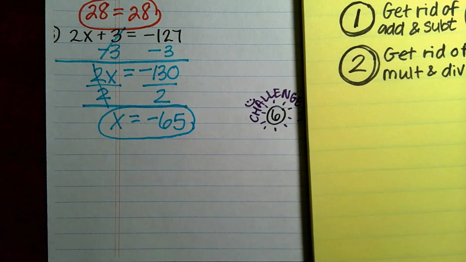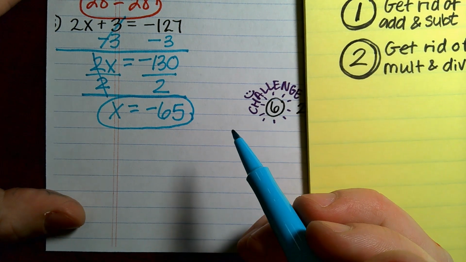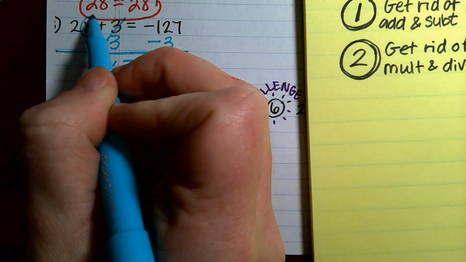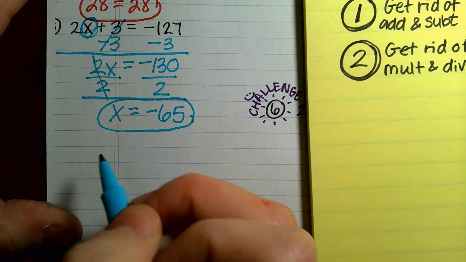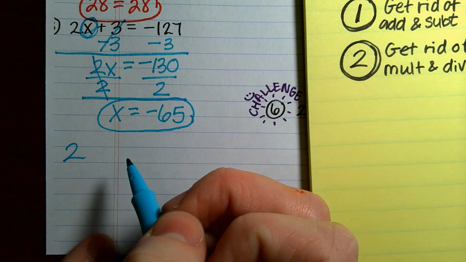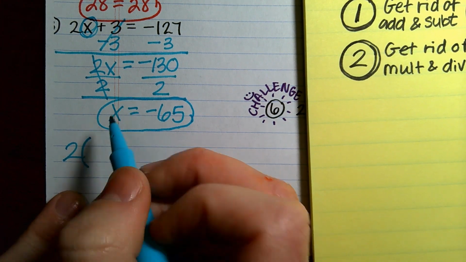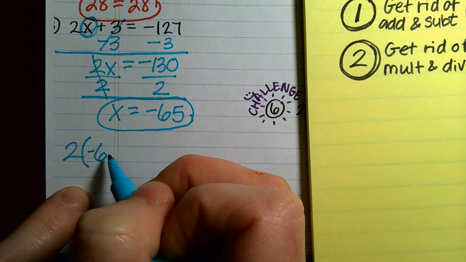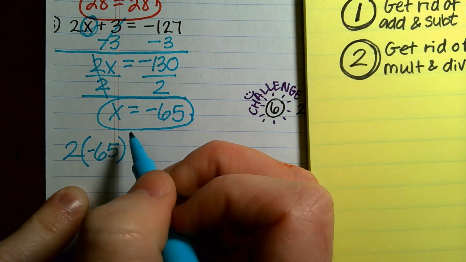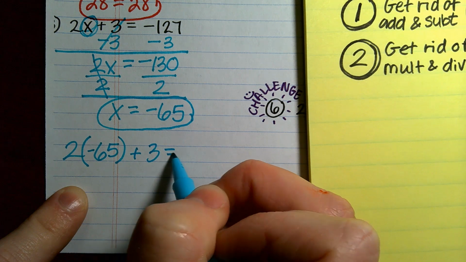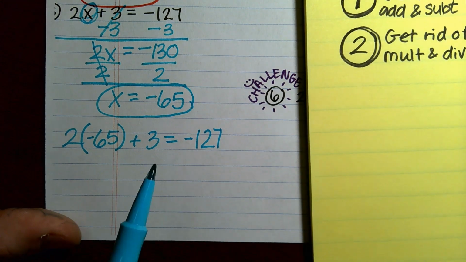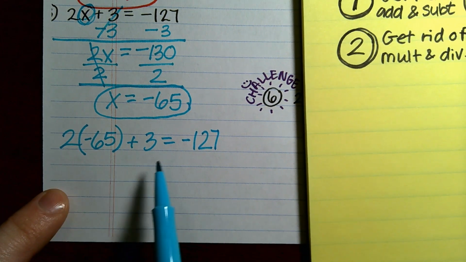All right, can we check our answer? Yes. How do we check our answer? Plug in negative 65. Yes, we're going to replace the x in the original equation with the x that we found. So what am I going to write? 2 times negative 65. Then what else do I need to write? Plus 3. Equals negative 127. And if we found the right x, then we should get negative 127 over here.